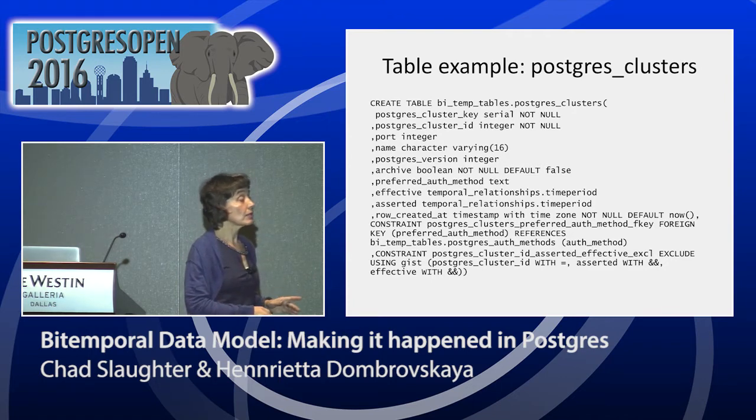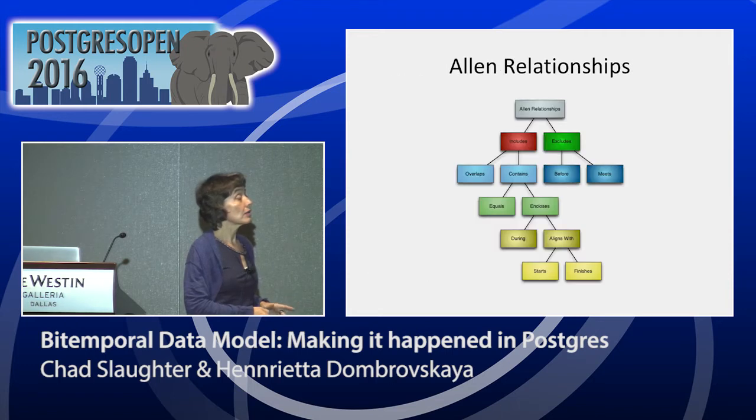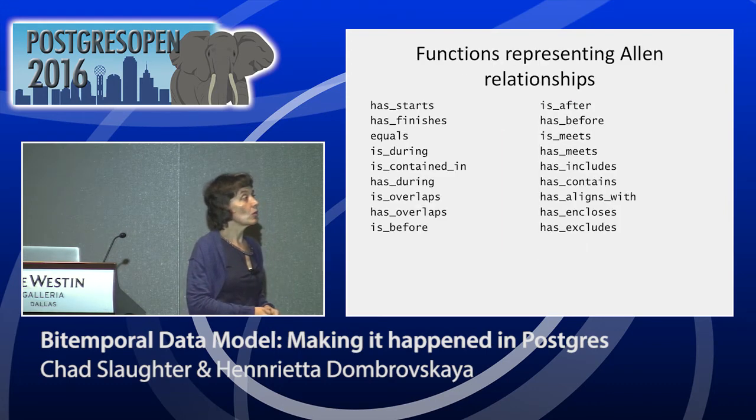One word about the time relationships. In order to be able to implement all operations on time ranges, we have to implement Allen relationships. What is it about? The Allen relationships describe all possible relationships between intervals. Some of them are implemented in Postgres. Some of them are not implemented precisely. Some of them are just named differently. So basically, for consistency of this project, we implemented and re-implemented all these relationships.